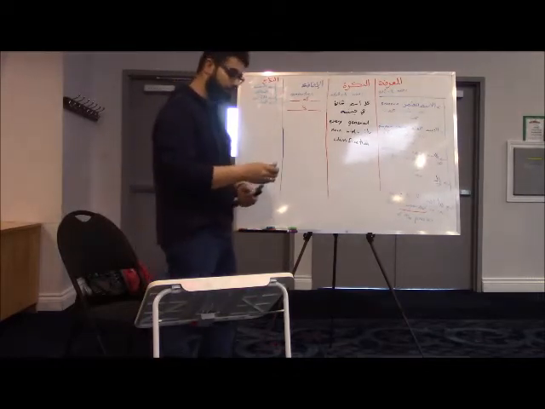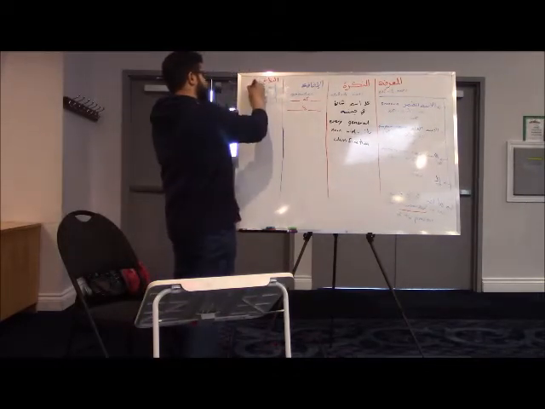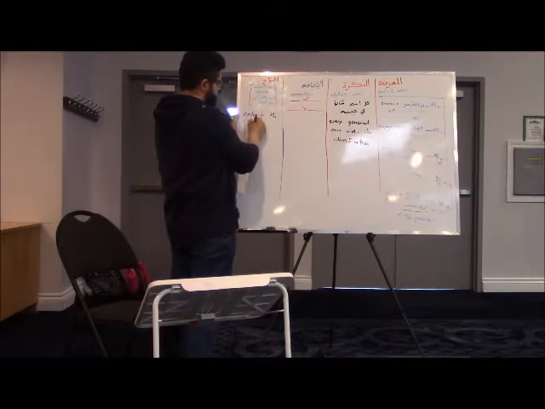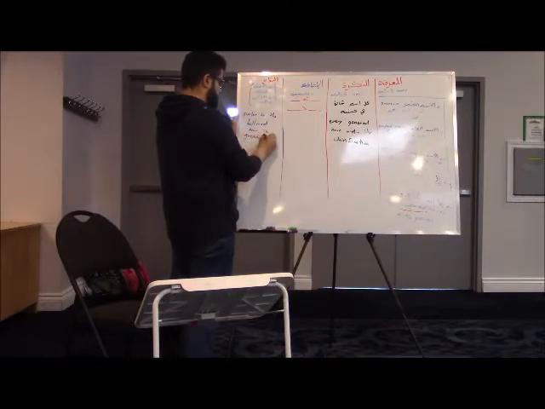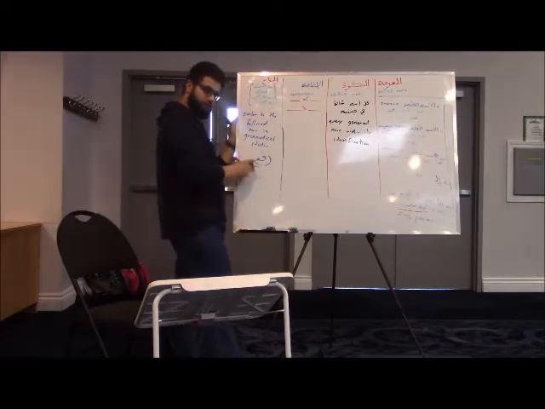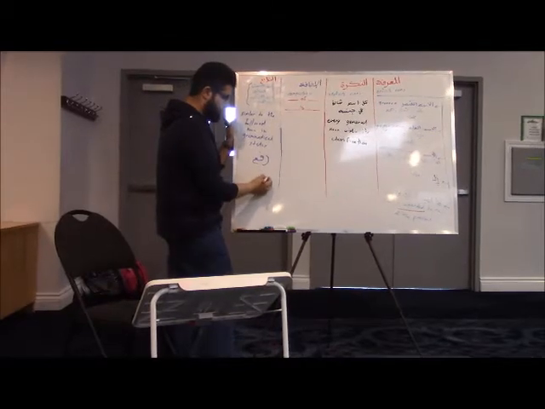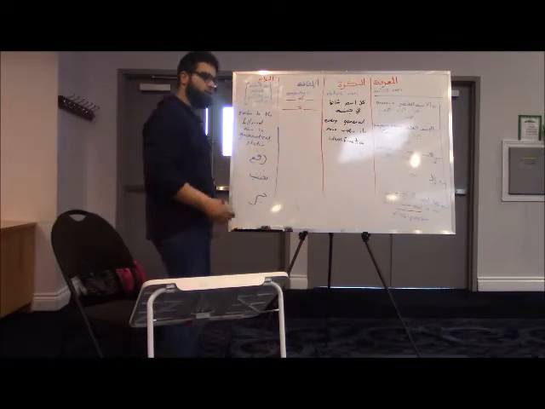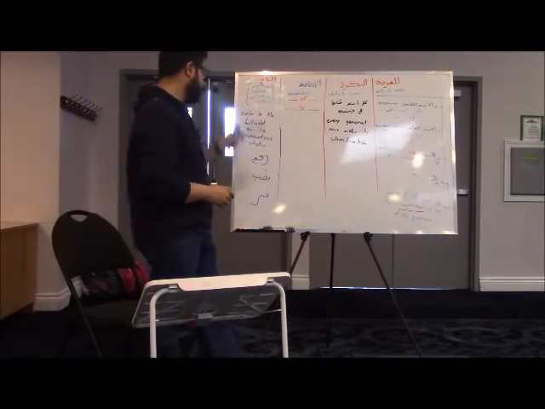That's what they have in common: they're similar to the followed noun in grammatical status. Which means what? If the first noun is marfu', in the status of rafa, then they're going to be marfu' too. If the second one is mansub, in the status of nasab, then they're going to have the same thing. And if the third one is majroor, they're going to be the same thing. So that's what they have in common.